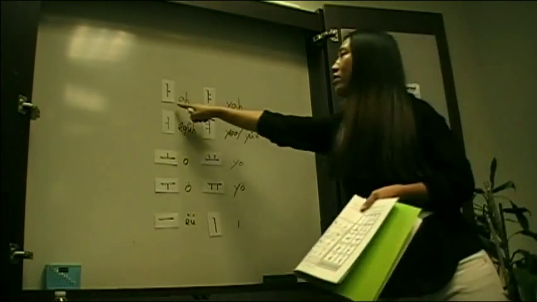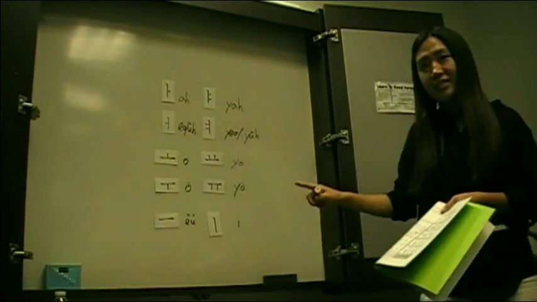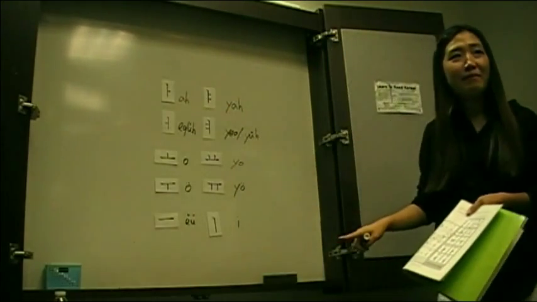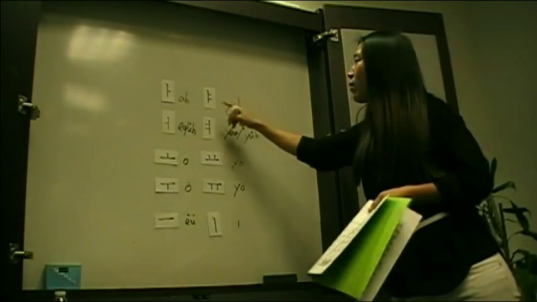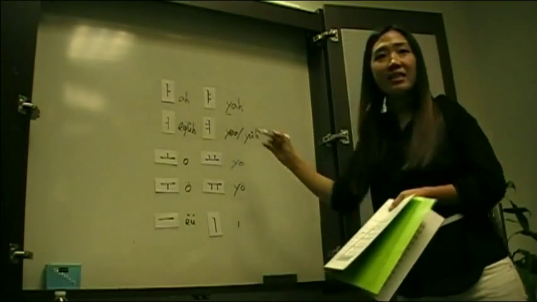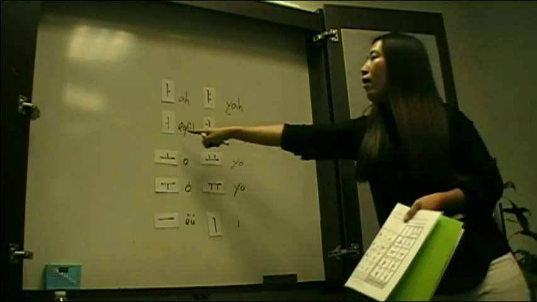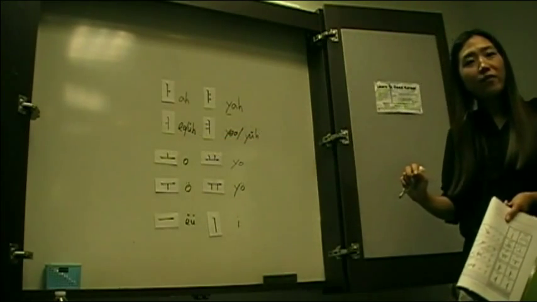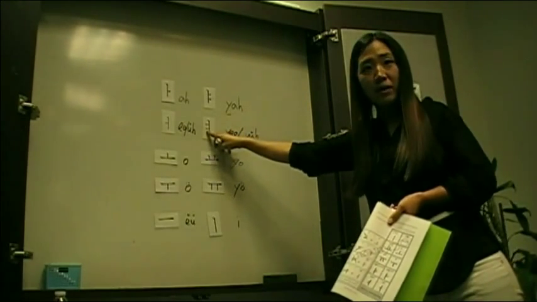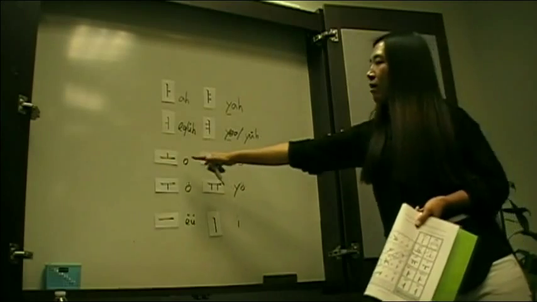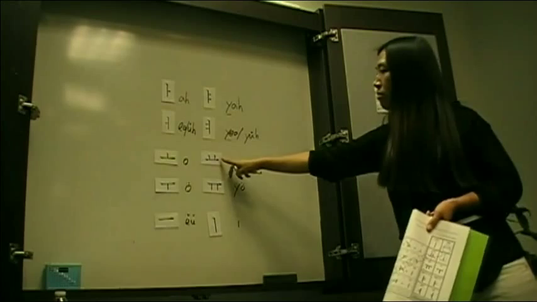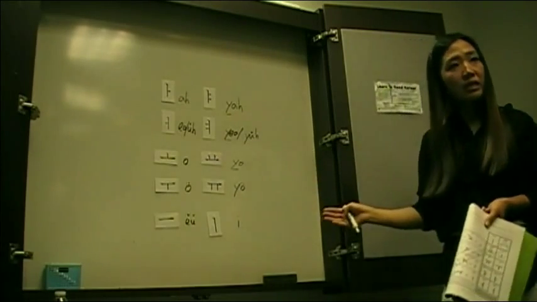Okay, so you can see the difference, right? What's the difference between ah and ya? The y, right? When you look at the vowels, there is one more line. What about o and yo? There's also y, which is one more line on the bottom. And then o and yo, also y sound, one more stick, one more line.